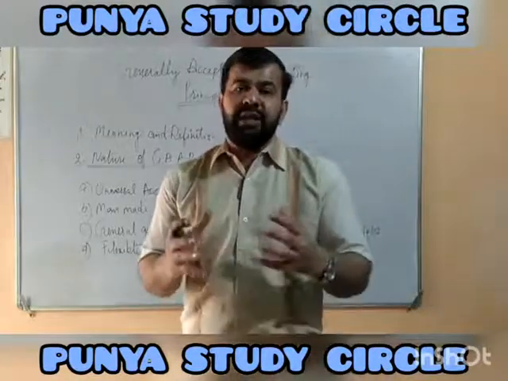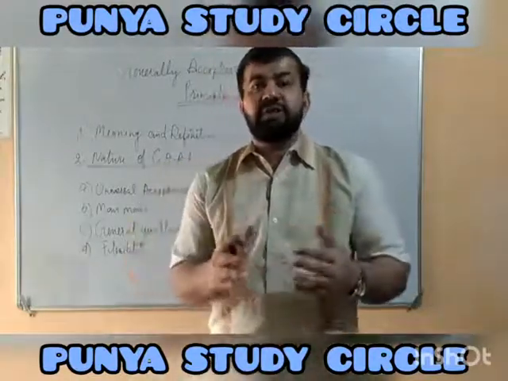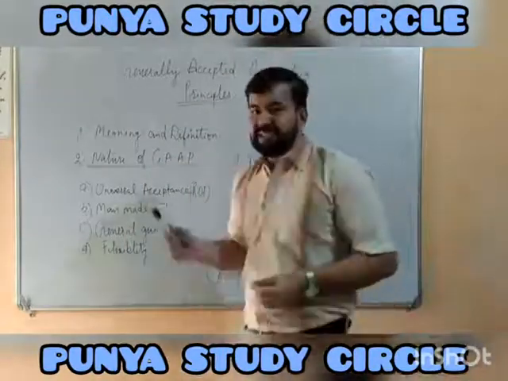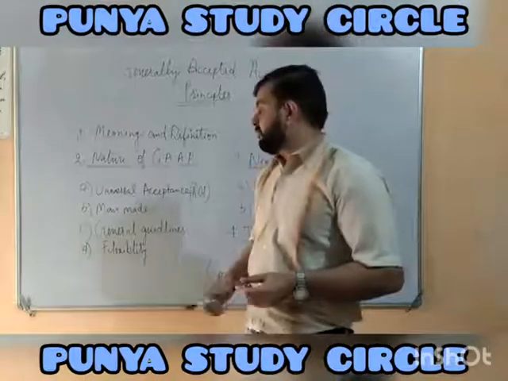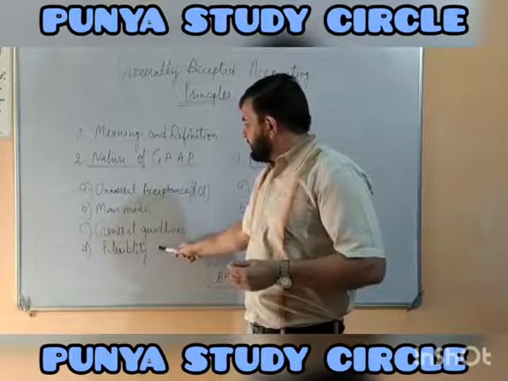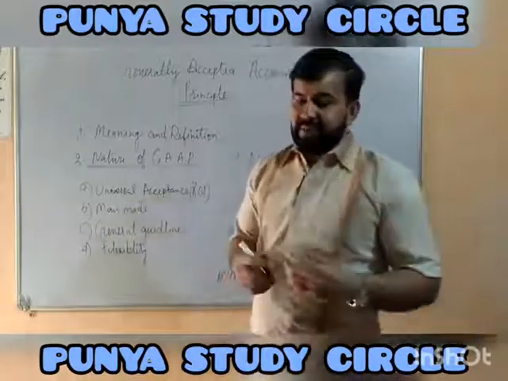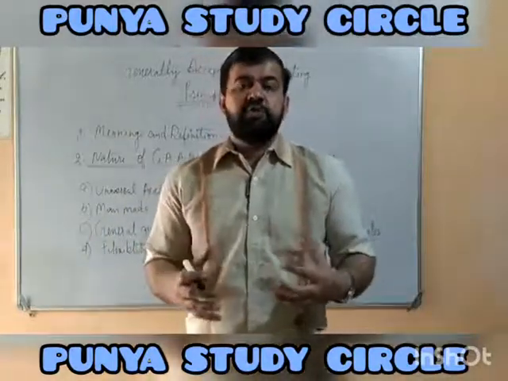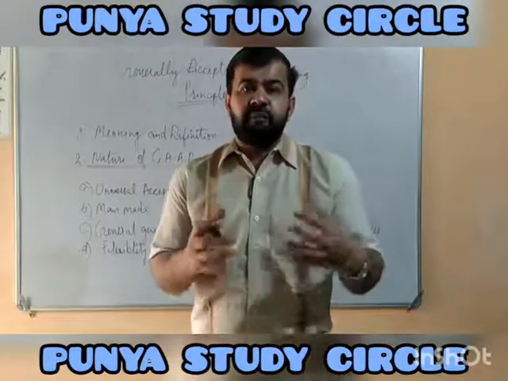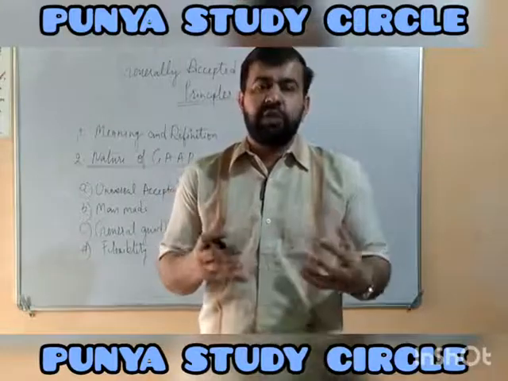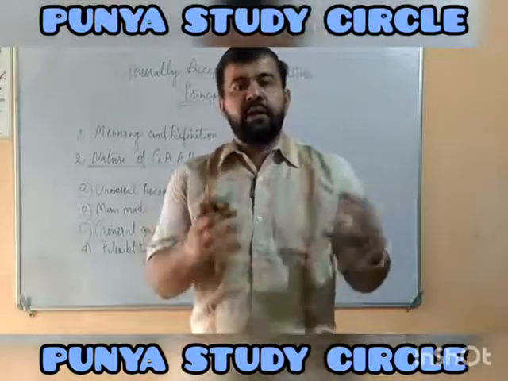If we want to have their abstract understanding, we must understand the nature of these accounting principles. As I have mentioned here, you will also find these natures in your book itself: universal acceptance, man-made, general guidelines and flexibility. Universal acceptance means they are not only recognized as useful but accepted and followed by accountants across the world while they are drafting their final accounts or performing accounting work.